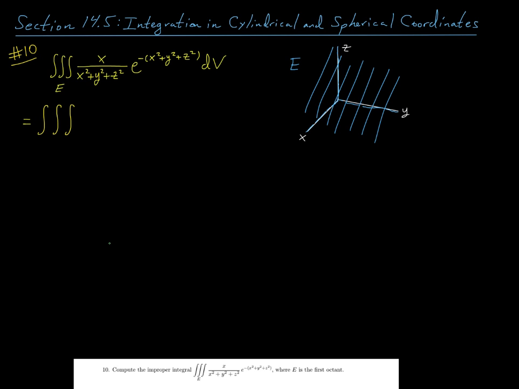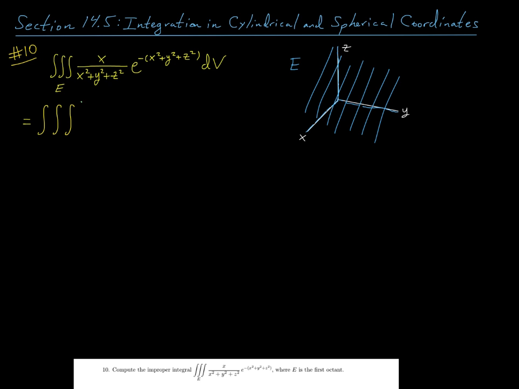Alright, and for our last video in section 14.5, we're going to look at question number 10 that says to compute the improper integral of the function x over the quantity x squared plus y squared plus z squared times e to the minus quantity x squared plus y squared plus z squared. And we're integrating over E, which is the first octant. And since this is an unbounded region, we have an improper integral.